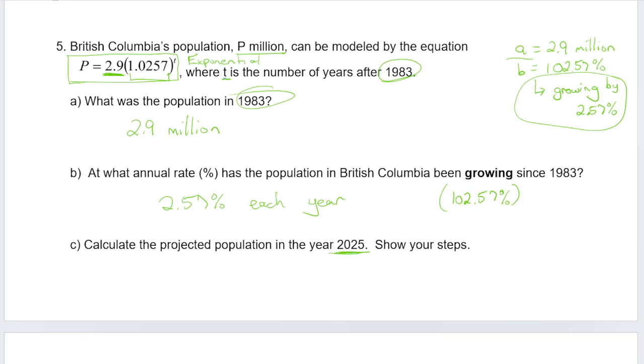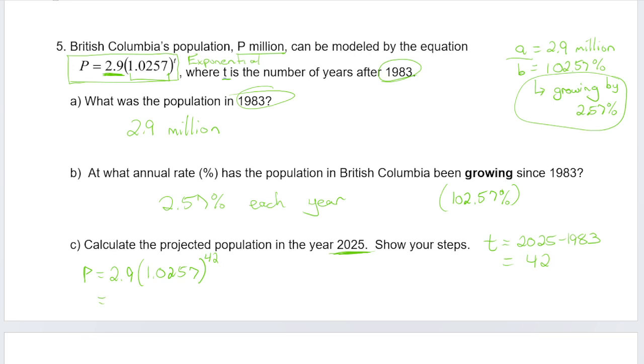What do we expect the population to be this year in 2025? Well, we start with the formula. P is equal to 2.9 million times 1.0257 to the power of t. t is the number of years since 1983. So in this case, t is going to be 2025 minus 1983, the current year minus that year. See how much time has passed, which I think is probably about, well, what's that come to, 42 years. So that'll be 42. And then you just plug it into your calculator.